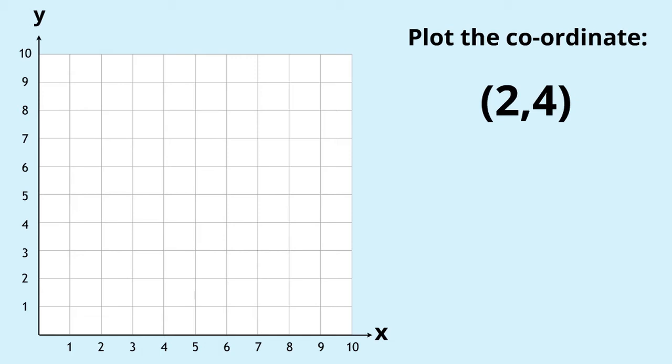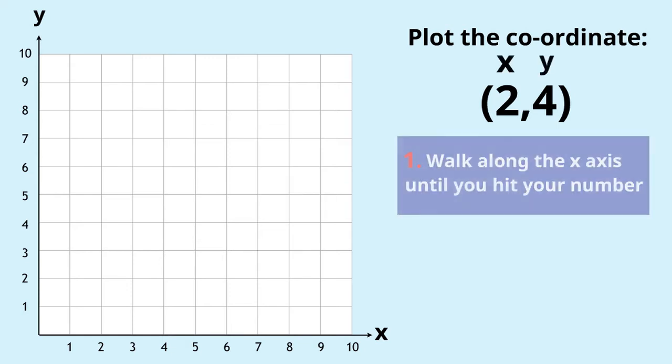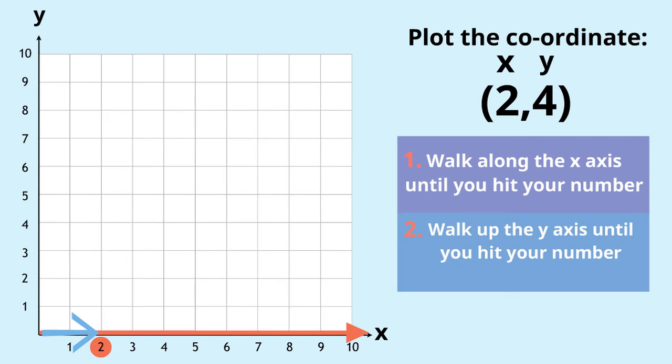Well, we're going to go through this one slowly just to make sure that you're still following. So we look at the coordinate first. Remember that the first number is the x-coordinate and the second number is the y-coordinate. So first, we're going to walk along the x-axis until we hit our x-coordinate. In this example, it's 2. Next, we're going to walk straight up the y-axis until we hit our y-coordinate. In this example, it's 4. So we're going to go up, up, up until we hit 4.